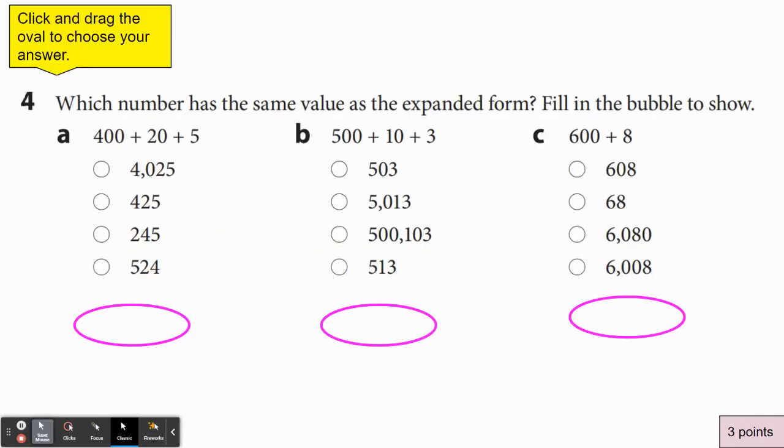Number 4, which number has the same value as the expanded form? Fill in the bubble to show. Well, we aren't going to fill in a bubble. Instead, you will click and drag the oval to choose your answer. So letter A, 400 plus 20 plus 5. Letter B, 500 plus 10 plus 3. And letter C, 600 plus 8. You are going to circle the number that has the same value.